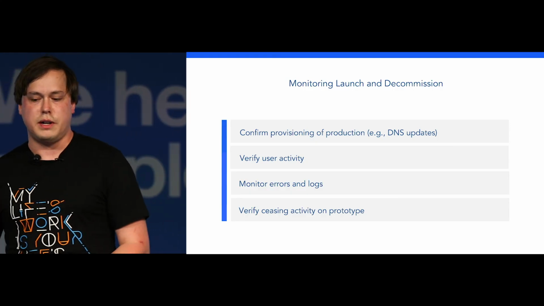We need to make sure that we're monitoring those things we talked about earlier. So we want to confirm the provisioning of production, that this DNS update worked. This is where maybe having a private page that can tell you, this is the exact server I'm on, this is the version I'm running. It shouldn't be open to the public, but perhaps something behind your own firewall you can access to verify that.